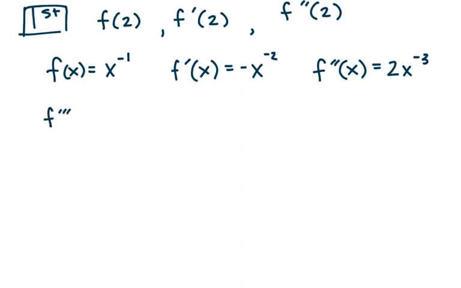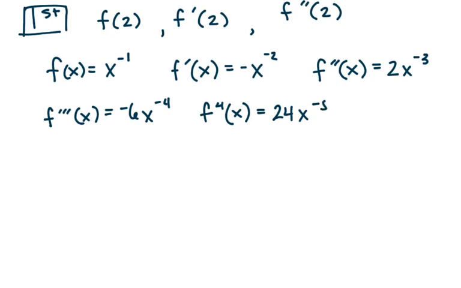So my third derivative of x would be negative 6x to the negative 4th. My fourth derivative of x would be positive 24x to the negative 5. And so what you notice here, positive, negative, positive, negative, positive, it's definitely alternating. So my nth derivative of x, I know I'm going to have a negative 1 to the nth power.